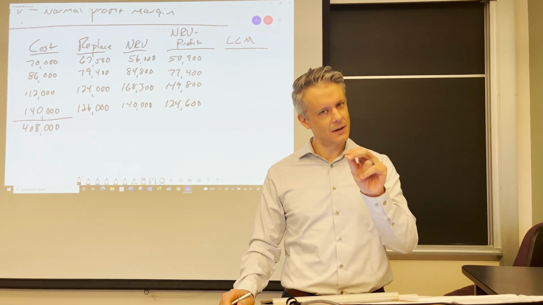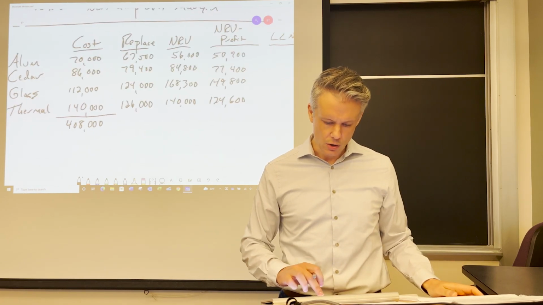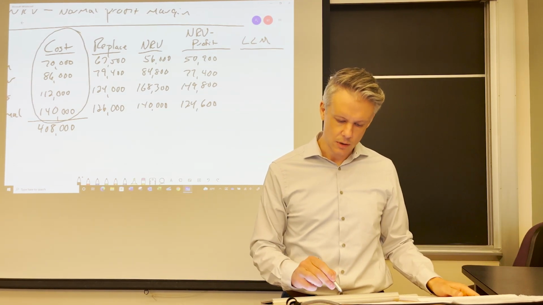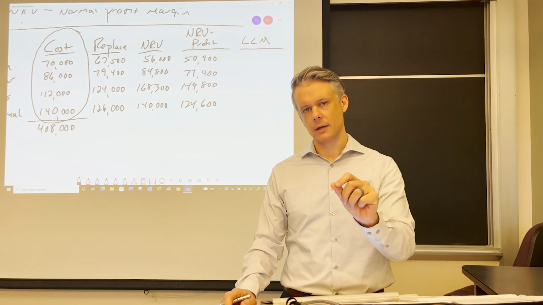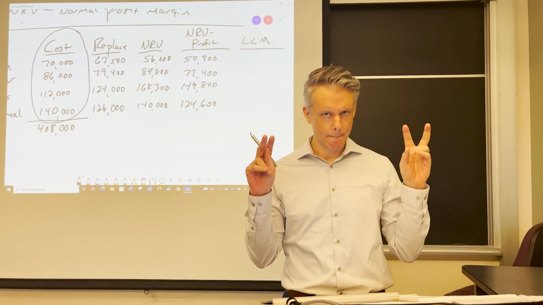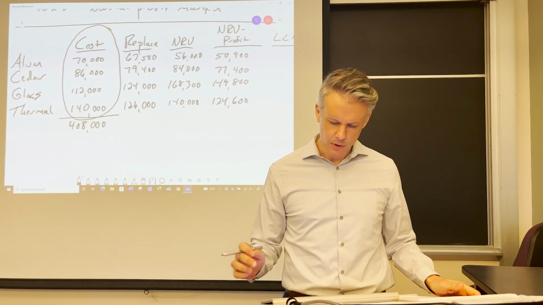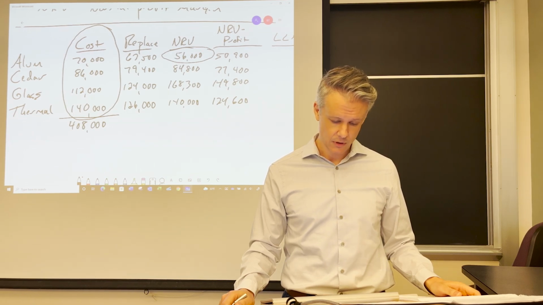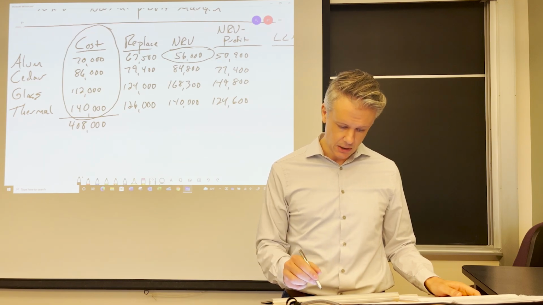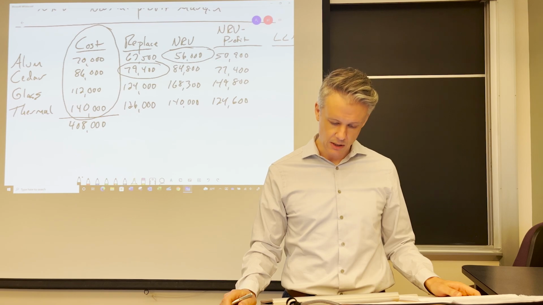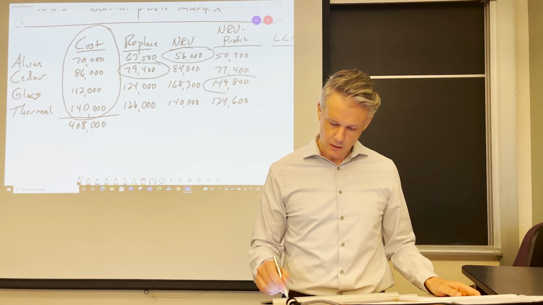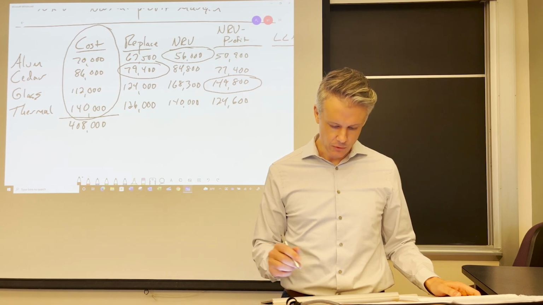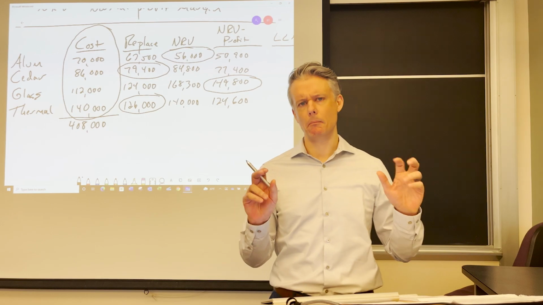So now let's select the lower of cost or market. I guess before we do that, let's pinpoint the designated market value, okay? So we know what cost is, and then I'm going to circle the answer among these three to designate the market value, which is the middle value of these three market values. So for aluminum, our designated market value is our net realizable value of $56,000. For cedar, it looks like it's going to be replacement cost, $79,400. For glass, it's going to be the net realizable value minus profit, which is $149,800. And then for thermal, we will use the replacement cost as our market value.